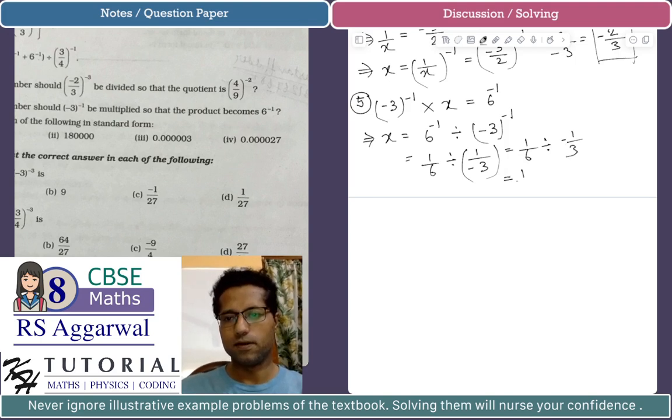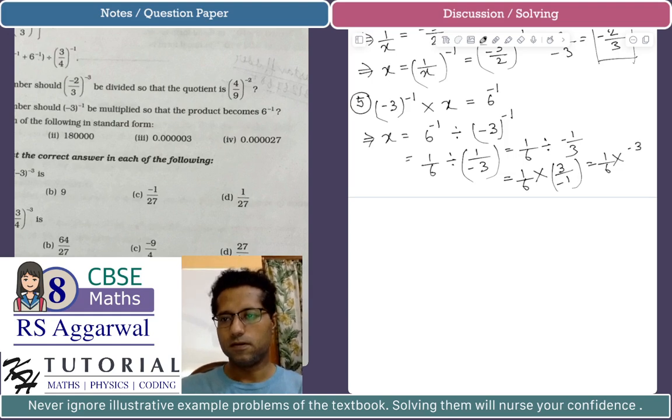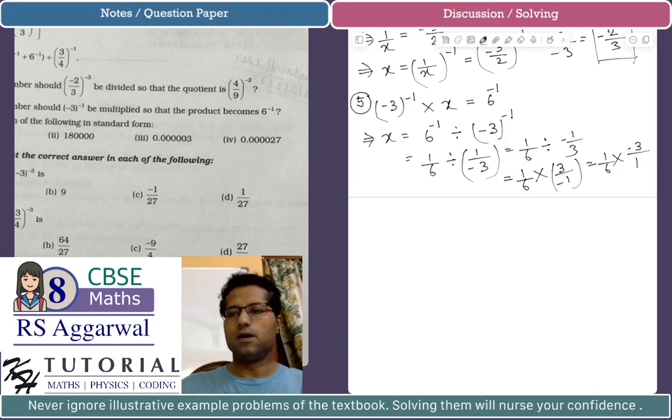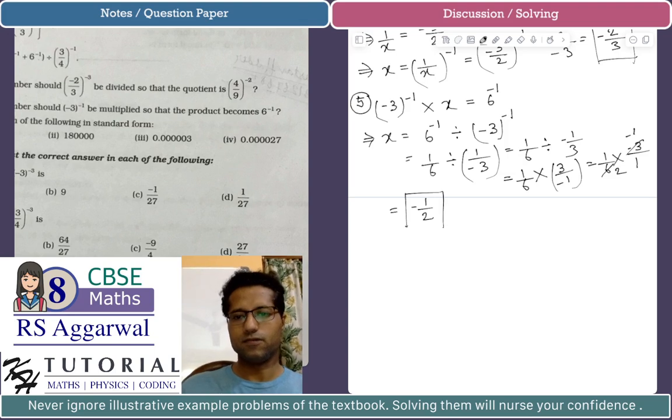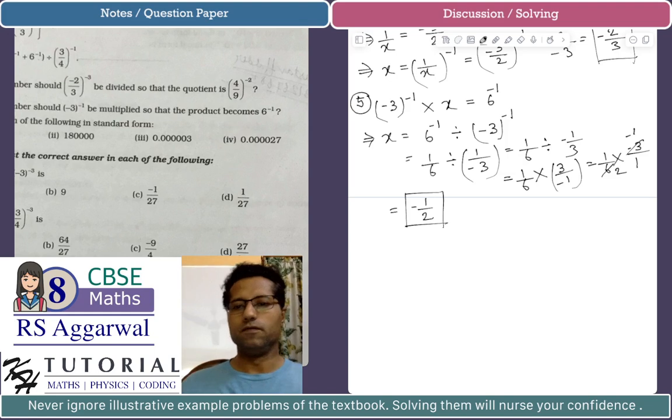This is equal to 1 by 6 multiplied by the reciprocal of minus 1 by 3, that is 3 by minus 1. This is equal to 1 by 6 multiplied by minus 3 by 1. Now 3 divides minus 3 with minus 1 and divides 6 with 2. So this is equal to minus half. So x will be, so we have to multiply minus 3, its reciprocal, with minus half.